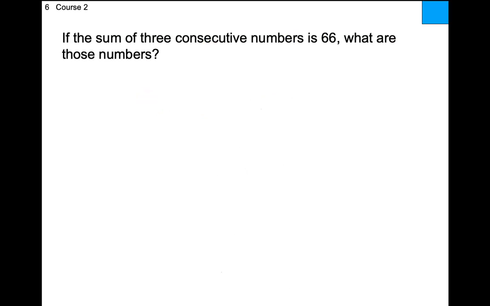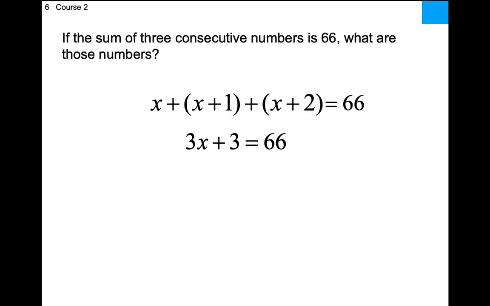The sum of three consecutive numbers is 66. What's the first number? The first one is always x, the second one is always x plus 1, and the third one is always x plus 2, and it equals 66. x plus x plus x is 3x. 1 plus 2 is 3, so three consecutive numbers will always be 3x plus 3. Four consecutive numbers is not 4x plus 4, though. It'll be 4x plus 3 plus 3, which is 6.